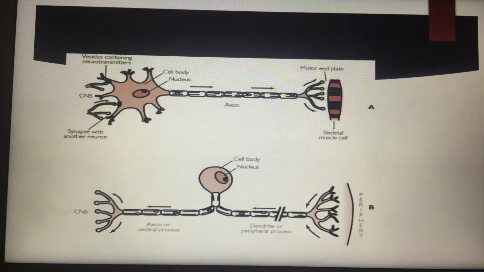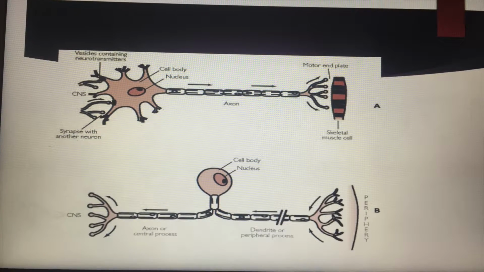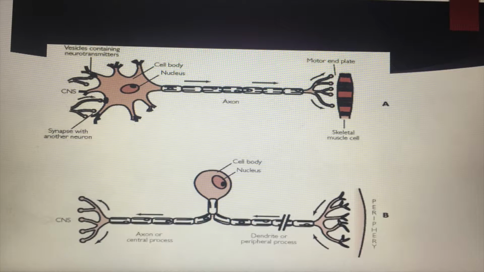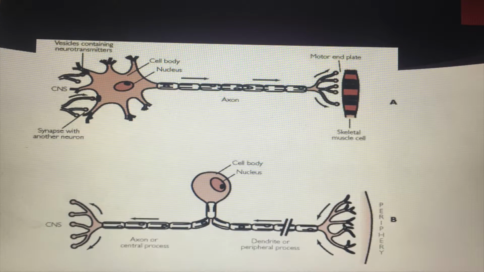Motor neurons connect to the central nervous system, effectors, muscles and glands, whereas the sensory neuron connects to the peripheral nervous system and sensory organs. This is the main structural difference between the two neurons.